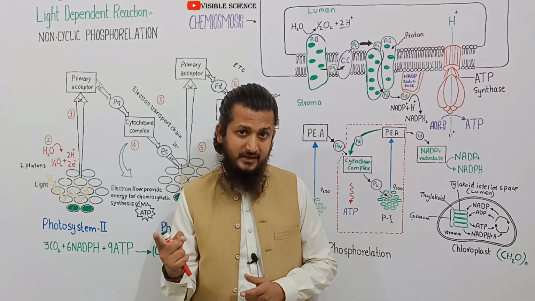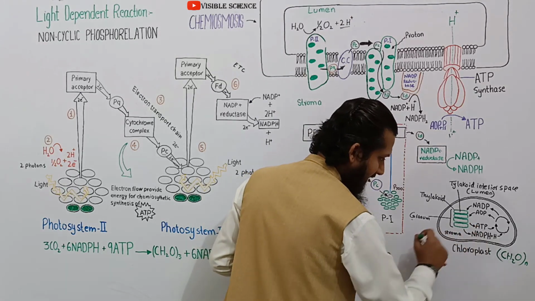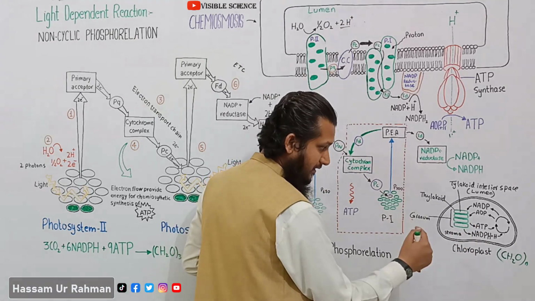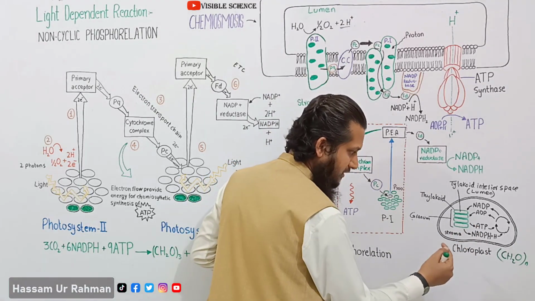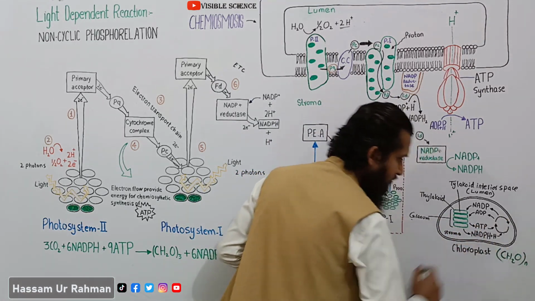The process of photosynthesis consists of two steps. One is light dependent reaction in which solar energy is utilized to produce ATP and NADPH. The second is light independent reaction, which is also called dark reaction, in which energy of ATP and NADPH is utilized to produce glucose molecule.